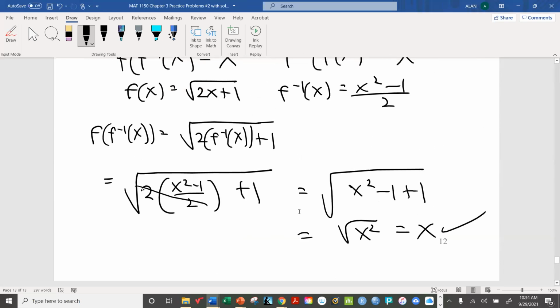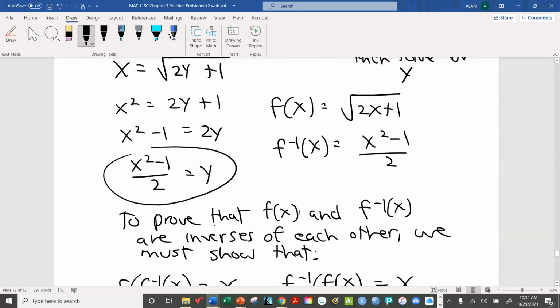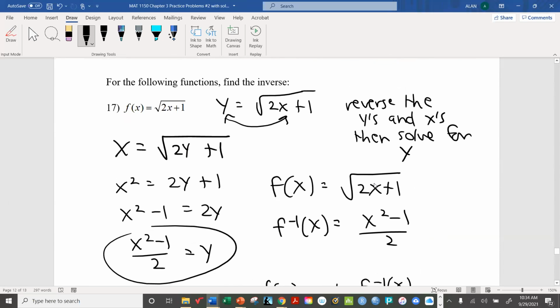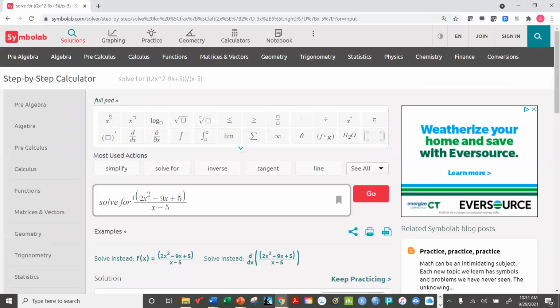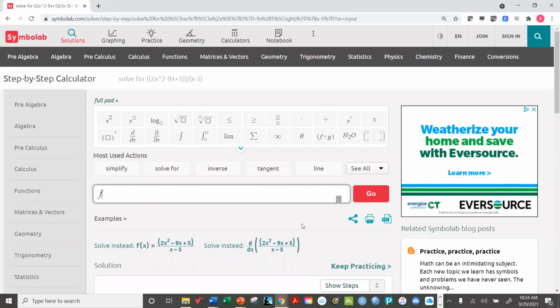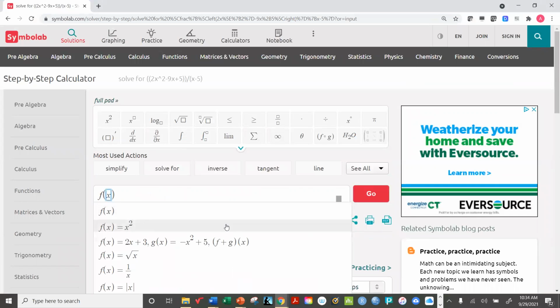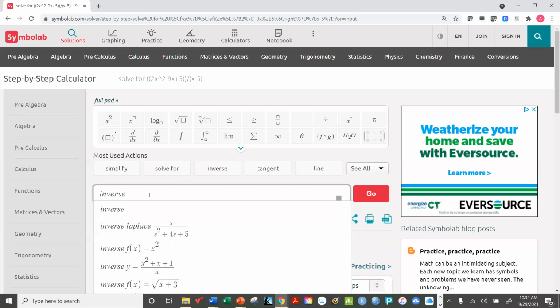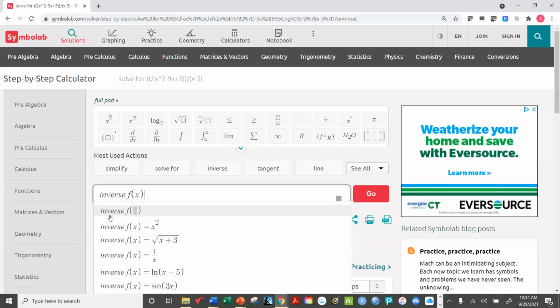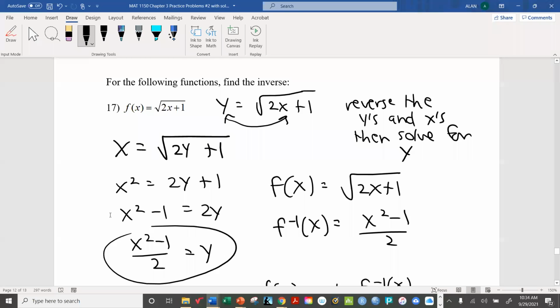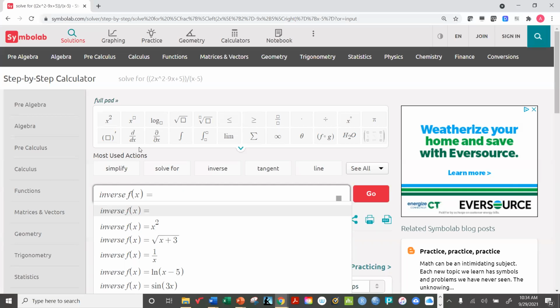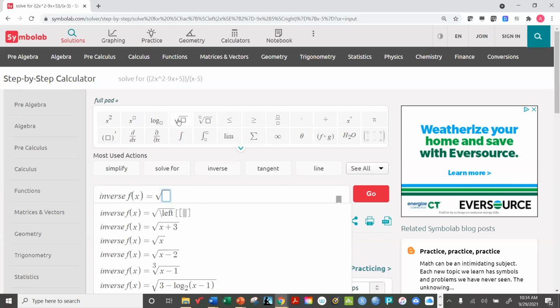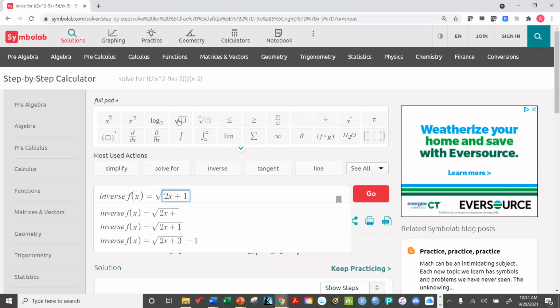Let's try Symbolab, even though it's let us down recently. Let's see if it can handle this one. I think it can. F of x. Oh, no. I'm starting to learn how it works a little better. There we go. F of, wow, I'm not sure if I'm supposed to write like that, but let's do this. 2x plus 1.